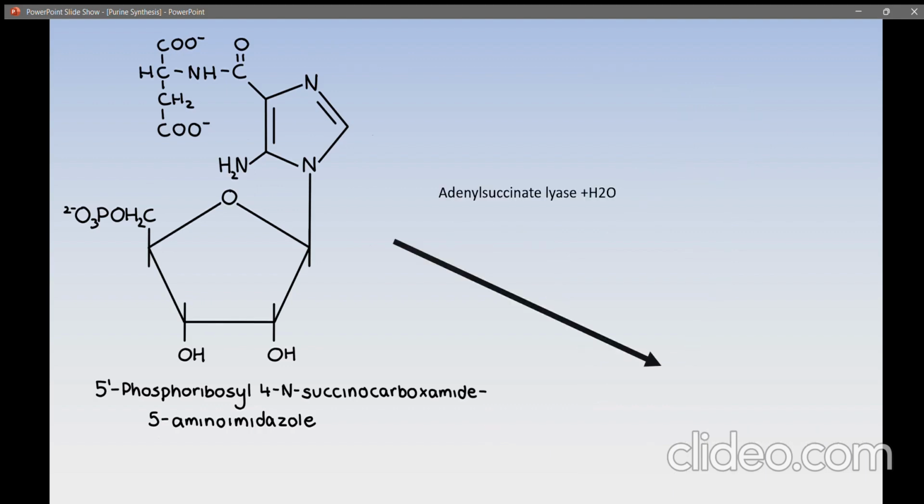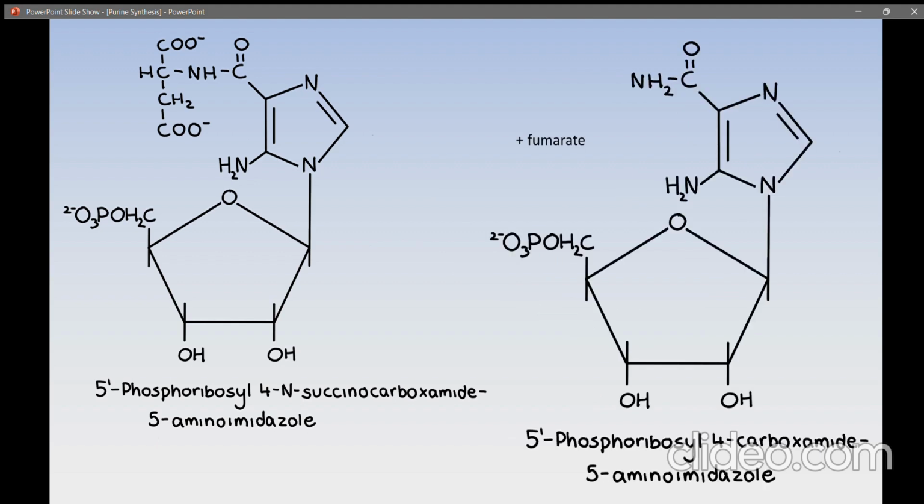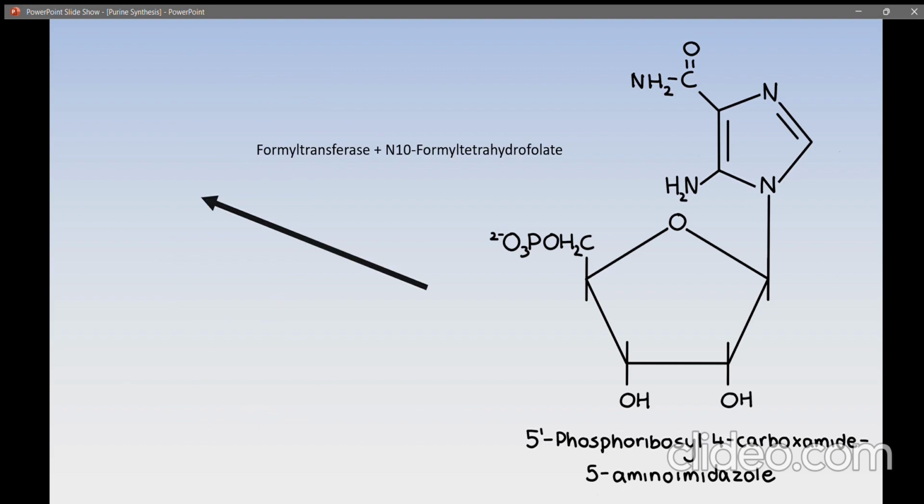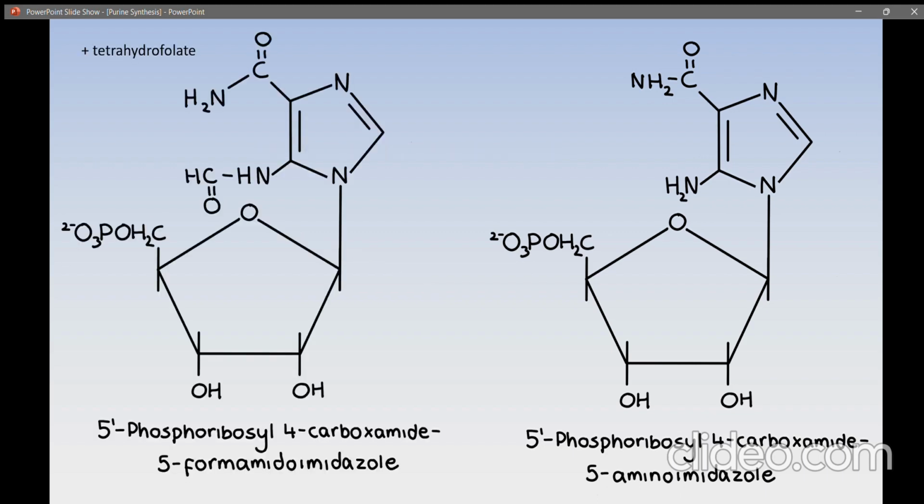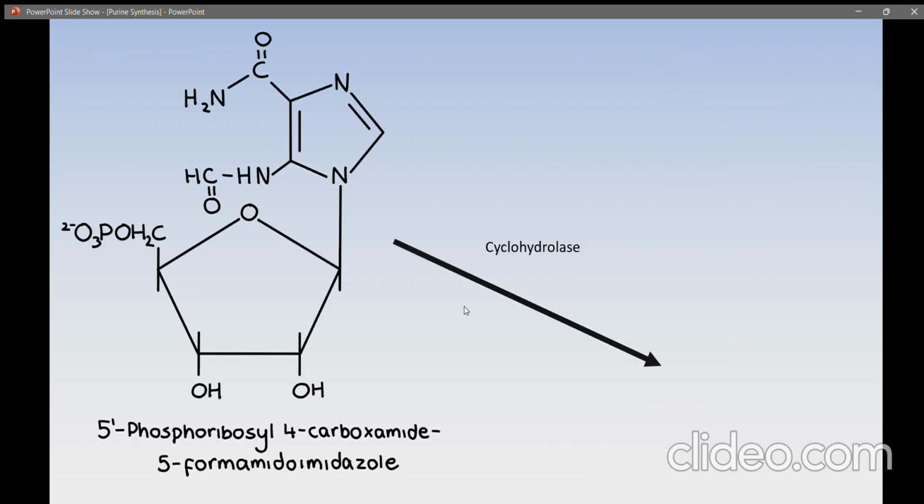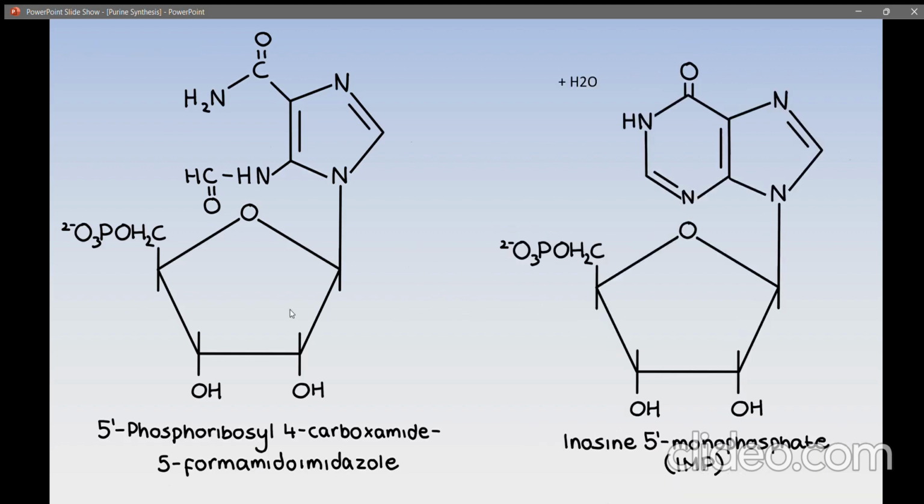Adenylosuccinate lyase uses water to synthesize 5-phosphoribosyl 4-carboxamide 5-aminoimidazole, producing fumarate as a second product. Transformylase once again uses N10-formyl tetrahydrofolate, producing tetrahydrofolate alongside 5-phosphoribosyl 4-carboxamide 5-formylamidoimidazole, which is then catalyzed by cyclohydrolase to remove a water molecule and produce inosine 5-monophosphate, also known as IMP.